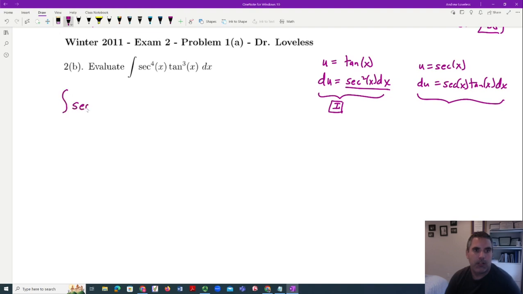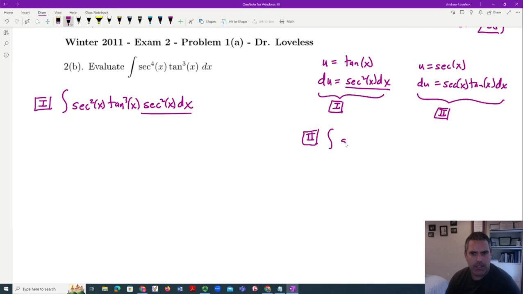Secant squared of x, tangent cubed of x, secant squared of x dx. Success. And then I'd be trying to change everything else into a tangent. So that's approach 1. Approach 2 would be to pull out a secant tangent. So maybe I'll put that over here. Approach 2. And on a test, you wouldn't do both. You would just do one.